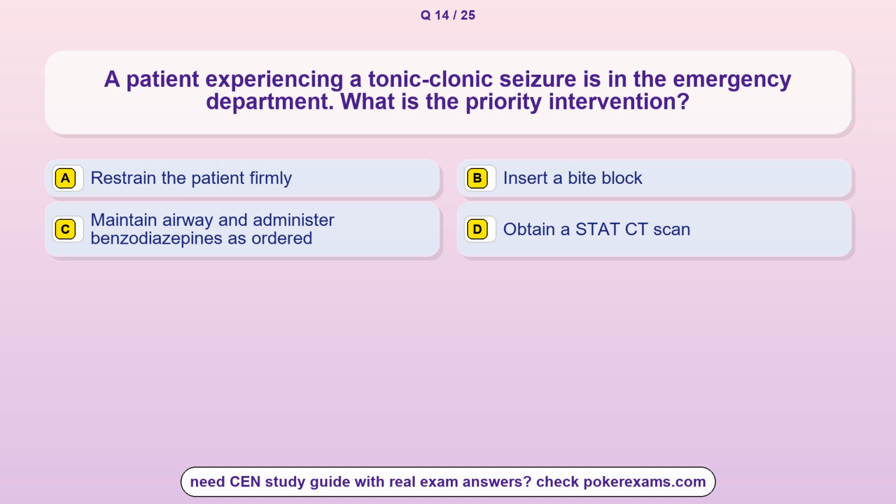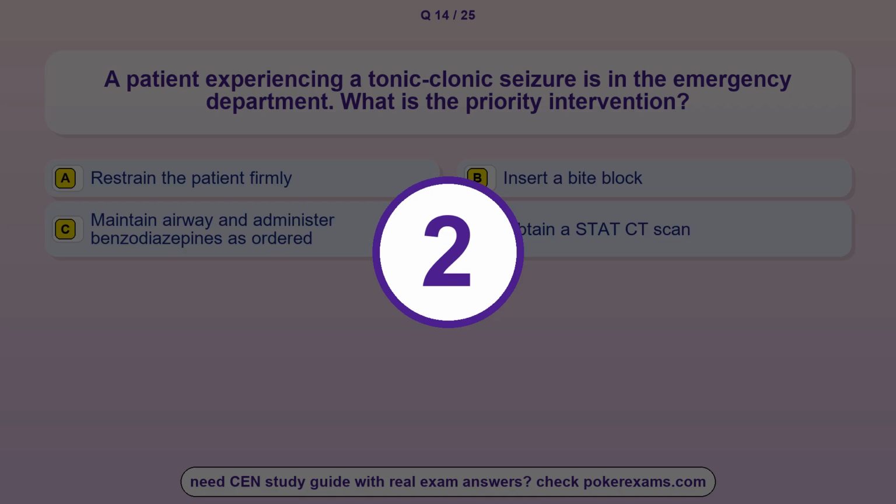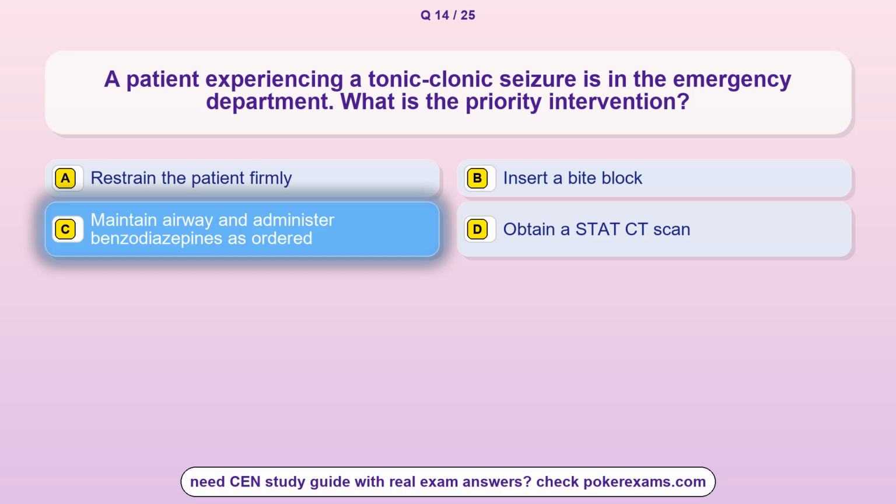Question 14. A patient experiencing a tonic-clonic seizure is in the emergency department. What is the priority intervention? Option A, restrain the patient firmly. Option B, insert a bite block. Option C, maintain airway and administer benzodiazepines as ordered. Option D, obtain a stat CT scan. The correct answer is option C, maintain airway and administer benzodiazepines as ordered.